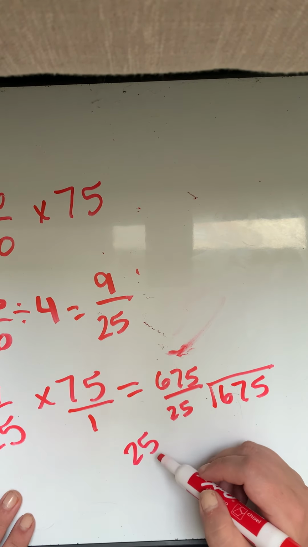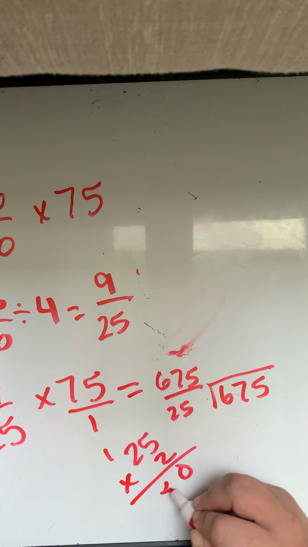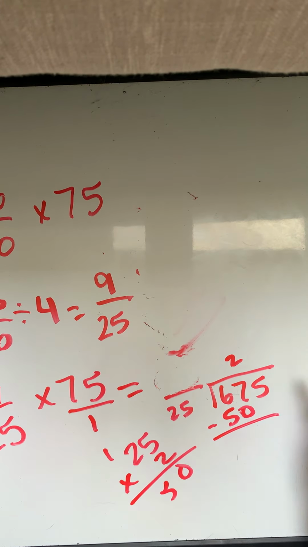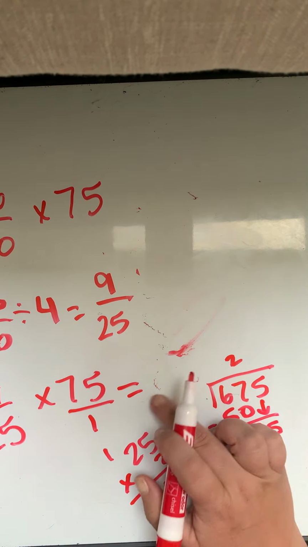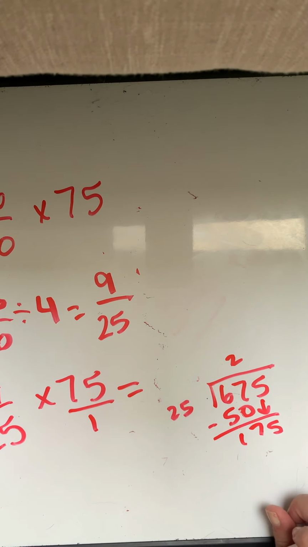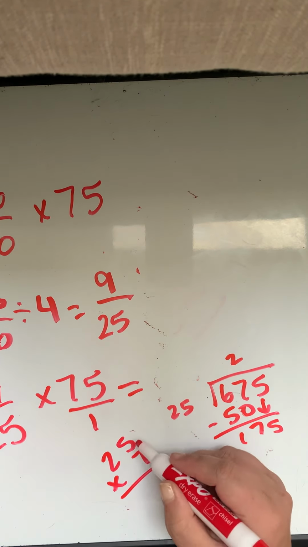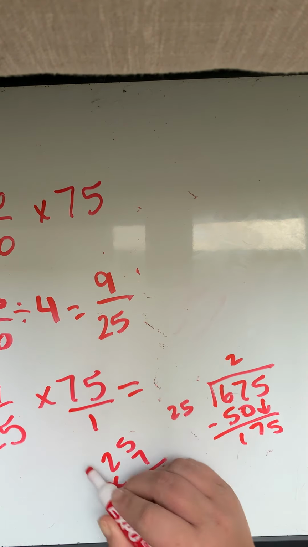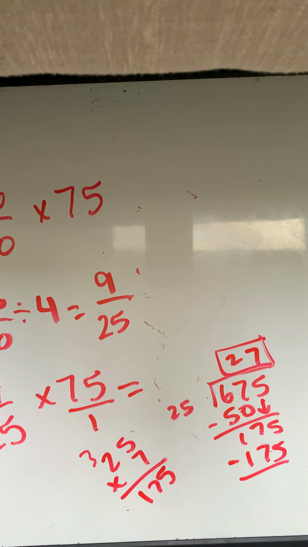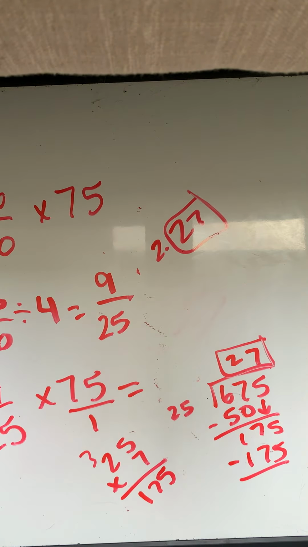Let's try 25 times 2, that's 50. That'll get me close to 67. So I'll put a 2 over there. Then 675 minus 50 leaves 175. Following along, guys? Then I've got to figure out 25 times what gets me close to 175, or probably on it. 25 and 7, because I know that 7 and 5 is 35. So my answer for number 2 is 27. Go ahead and try 3 and 4 on your own.